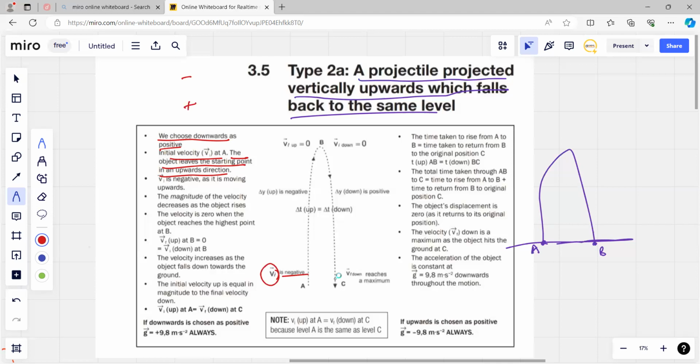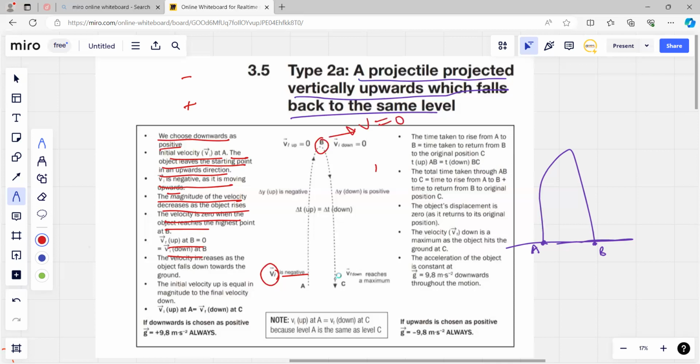As the object moves upward, the magnitude of the velocity decreases as the object rises. Always, when an object is thrown upwards, the magnitude of its velocity keeps decreasing until it reaches the maximum point, where the velocity is equal to zero. You have to know that always, at the maximum point, velocity is equal to zero.